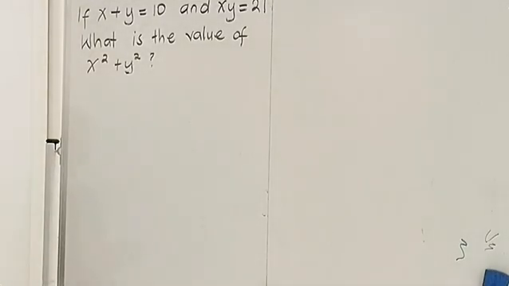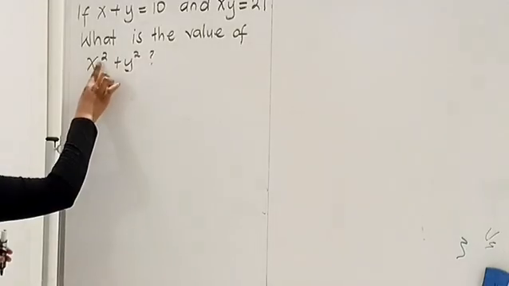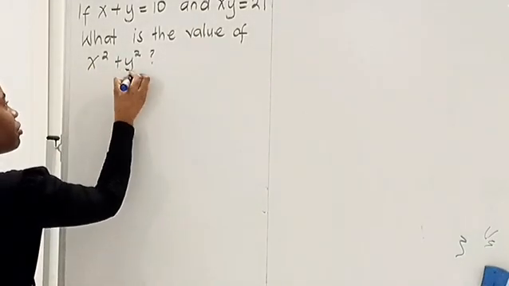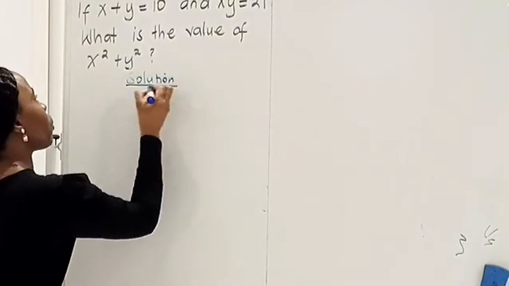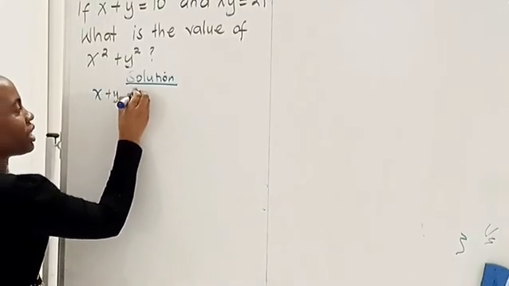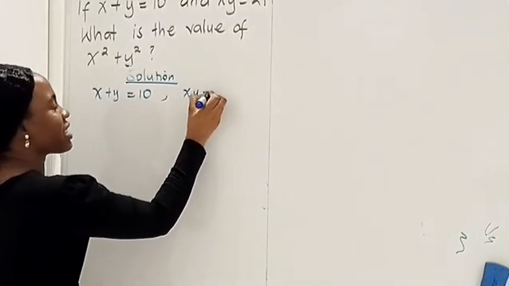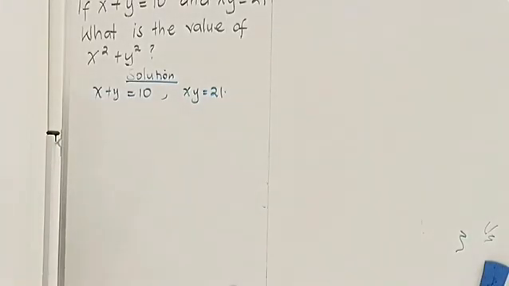Yes, today we are going to solve for these two equations and find the value of x squared plus y squared. In our solution, we have x plus y equal to 10 and xy is equal to 21. Now we are going to use two methods, okay? We are going to start with the first method.